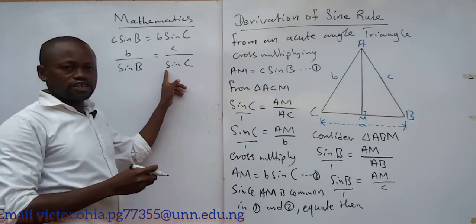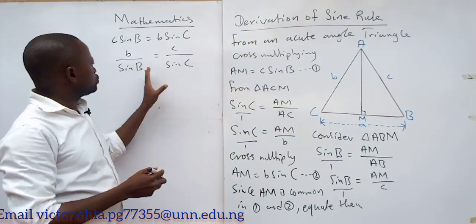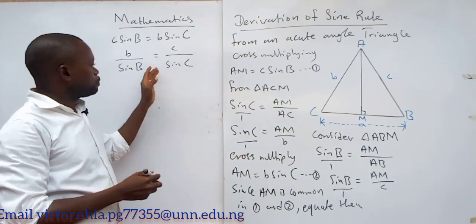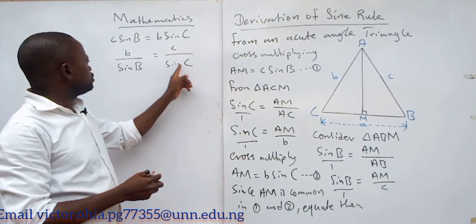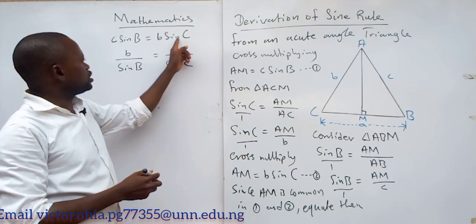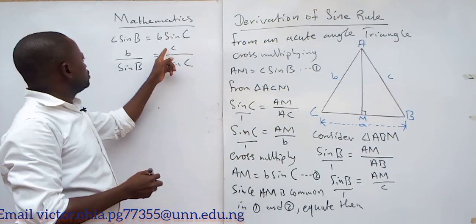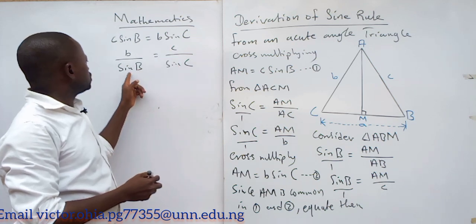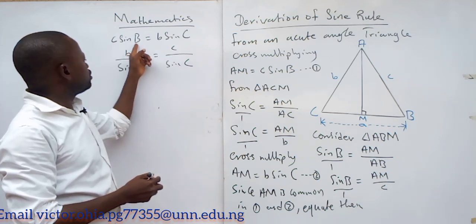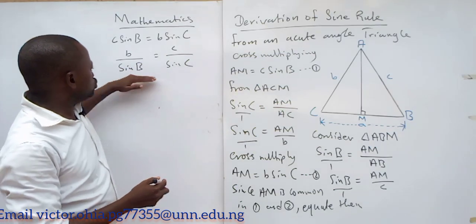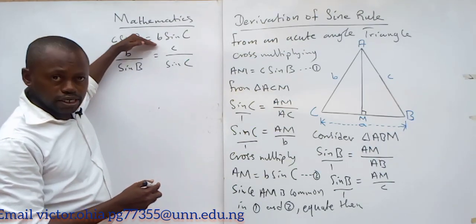Look at this expression I have generated and cross multiply it. Do cross multiplication here. B times sine C. Did it give you B sine C? Okay. Yes to that. C times sine B. Did it give you B C sine B? So that is to say that this expression is equivalent to this.